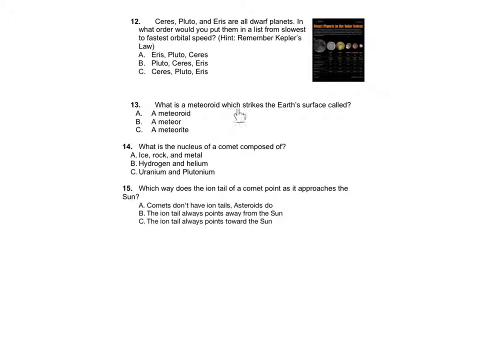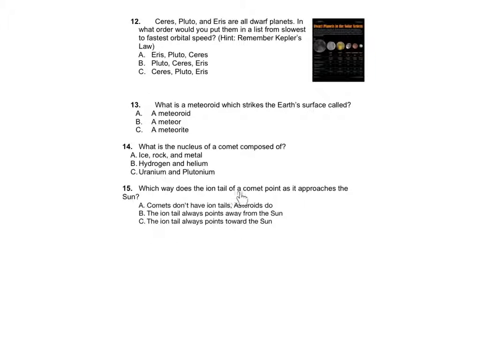Number 13. What is a meteoroid which strikes the Earth's surface called? A. A meteoroid. B. A meteor. C. A meteorite. Number 14. What is the nucleus of a comet composed of? A. Ice, rock, and metal. B. Hydrogen and helium. C. Uranium and plutonium.